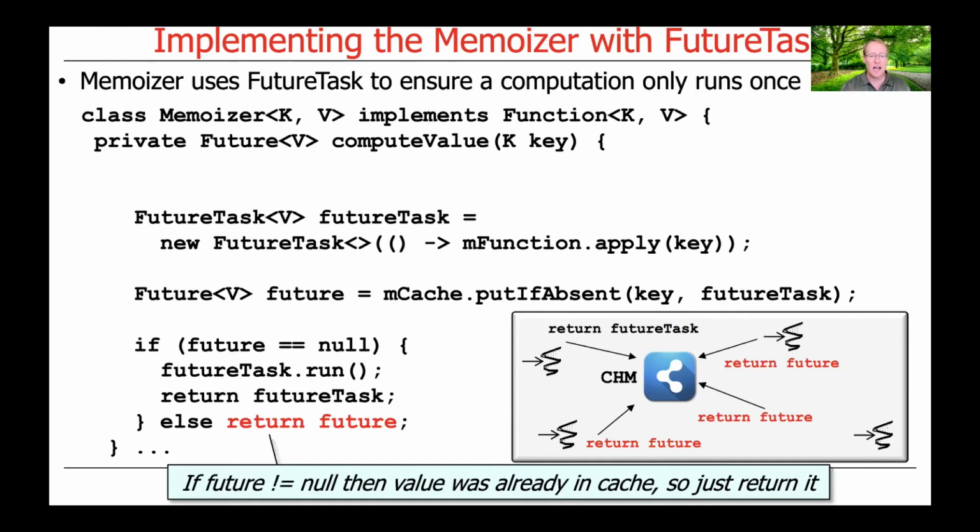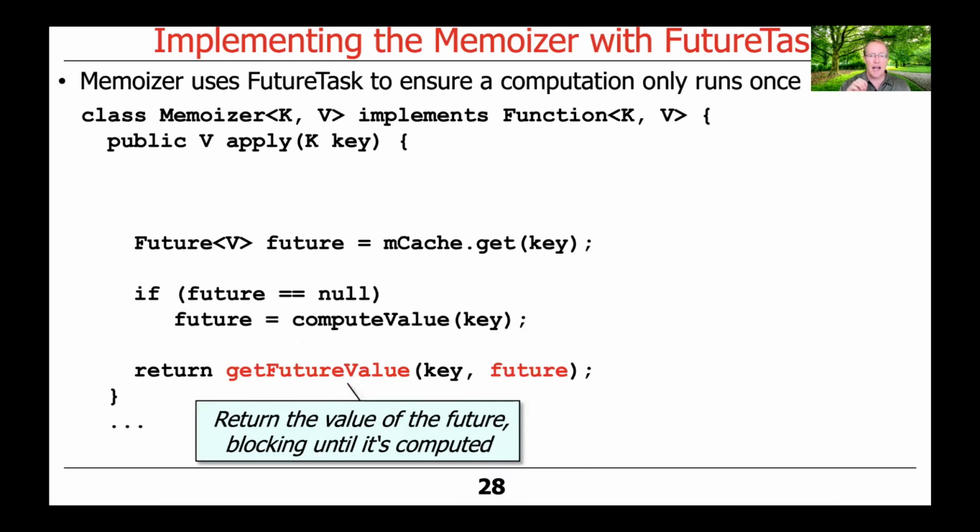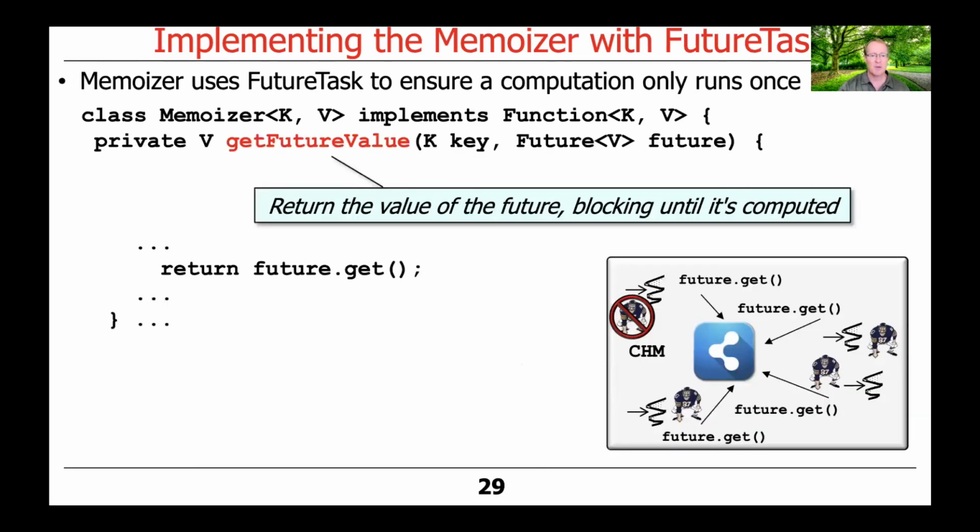If the future is not null, that means the value is already in the cache, so we just return it. However, just because you get back a non-null future doesn't mean you can make any progress, because it may not have finished the long-running computation in the first thread to initialize it. So at this point, the get future value method is called. All the threads will call that, and it will block until the computation is done.